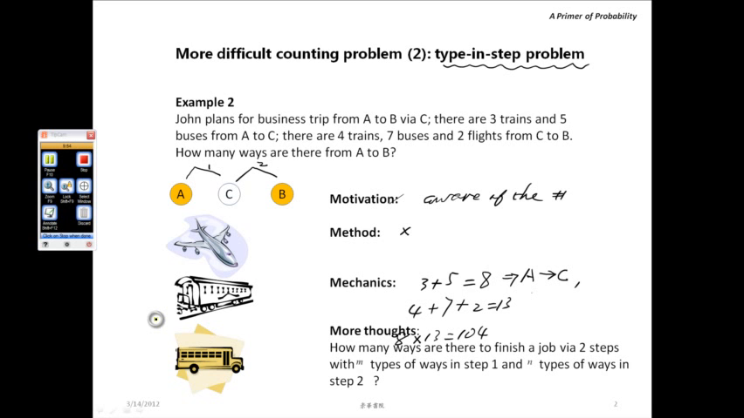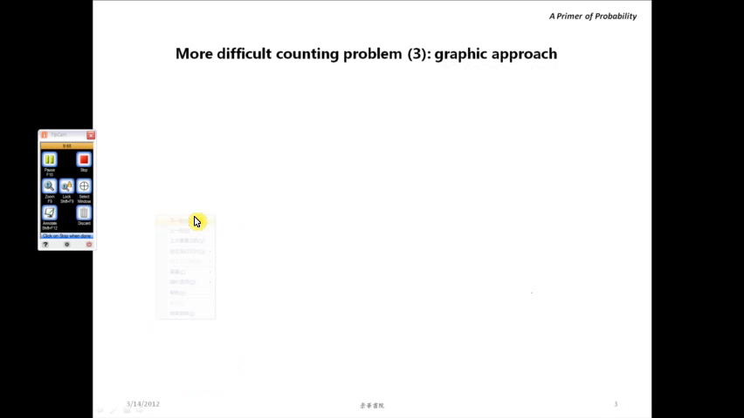Okay, now we talk about our next topic, more difficult counting problem 3, graphic approach. In many other situations where counting is not very explicit, graphic approach can intuitively help us address these problems. Let's look at example 3.